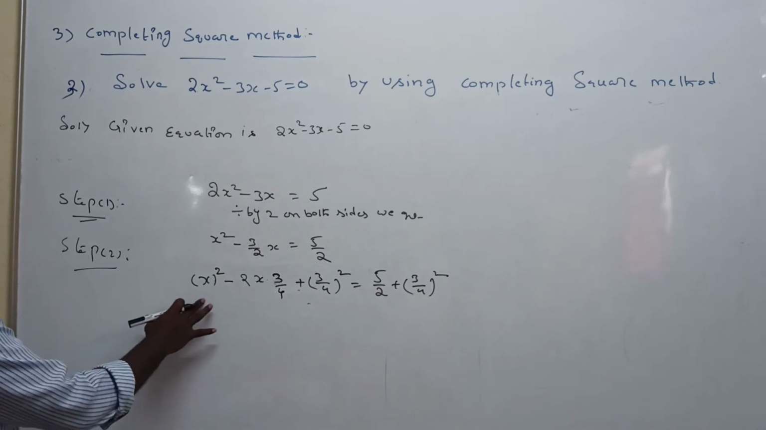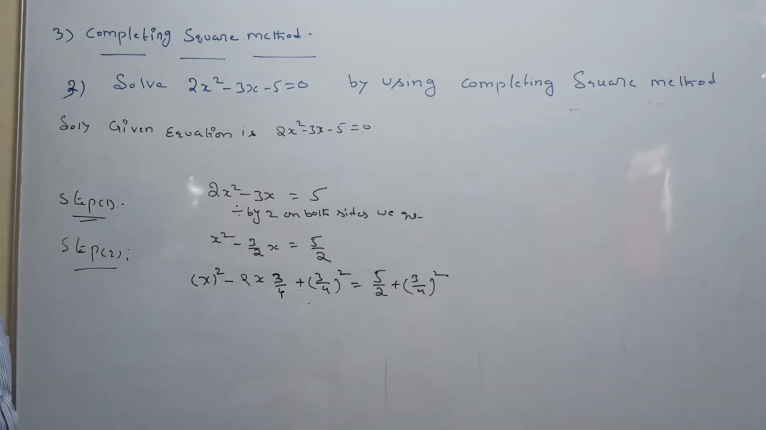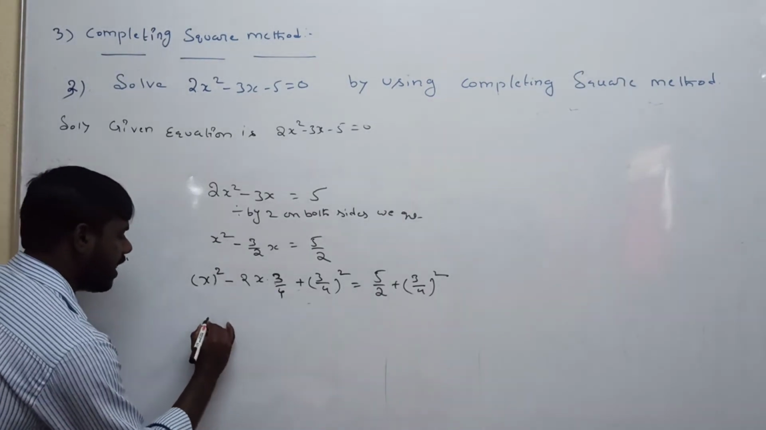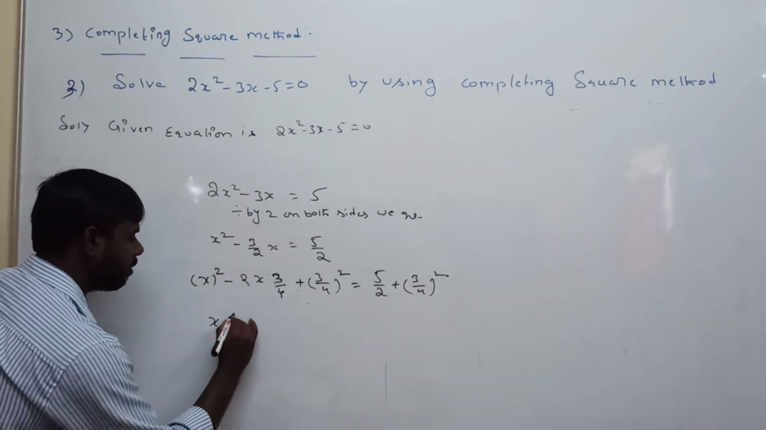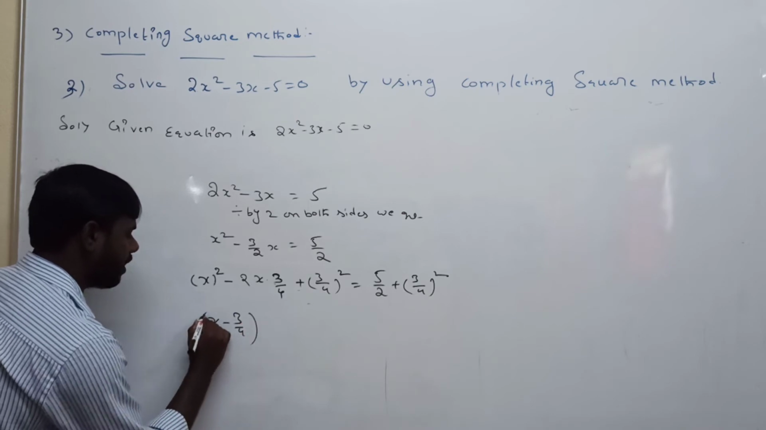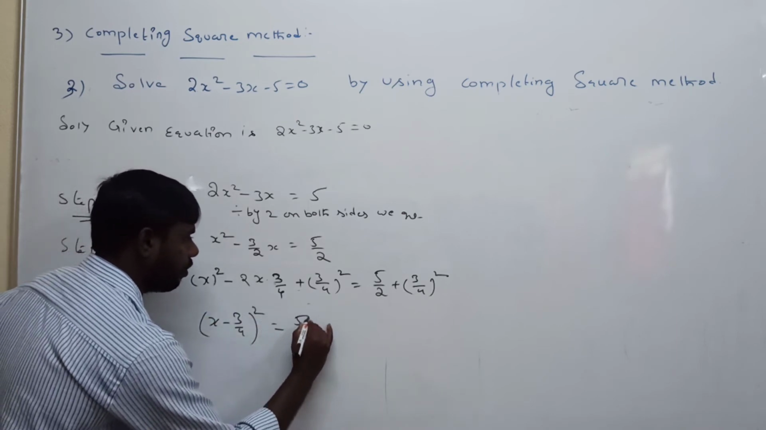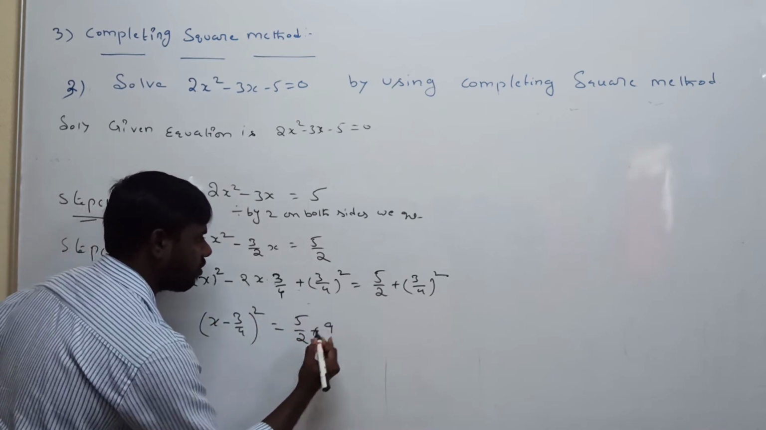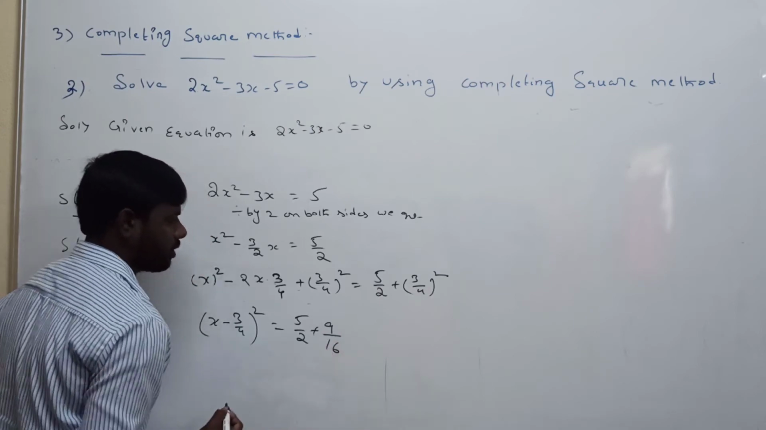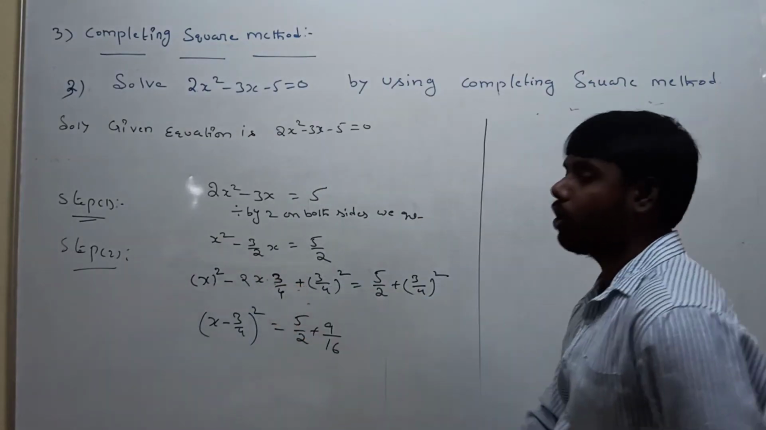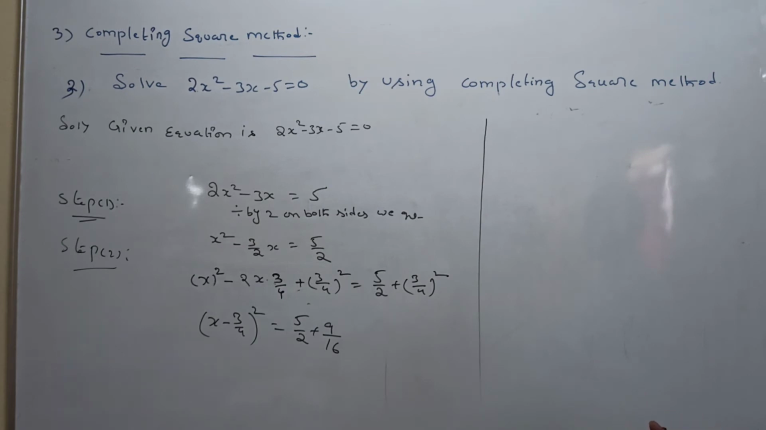Now this form, a square minus 2ab plus b square, can be written as a minus b whole square. A is nothing but x. B is nothing but 3 by 4. X minus 3 by 4 whole square is equal to 5 by 2 plus 3 square, value is 9, whole square is 16. So finally the equation you have to convert to the completing square method.